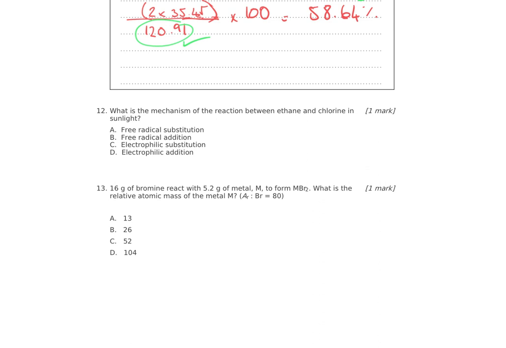Number 12, what is the mechanism of the reaction between ethane? So we've got an alkane here. So remember, an alkane only reacts with free radicals because it's pretty unreactive, and it tells us it's sunlight, so we know there's UV light, and there's a halogen. So the only thing it can do is swap. So it's going to be a substitution. Okay, and chlorine with UV light produces a free radical rather than an electrophile. It's going to be free radical substitution. Okay.